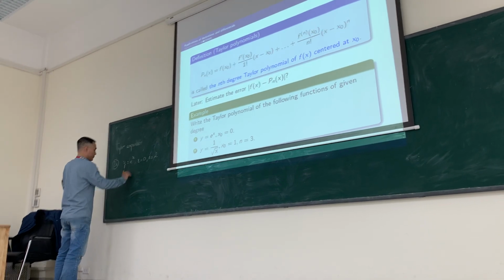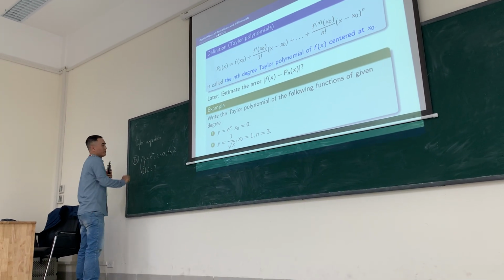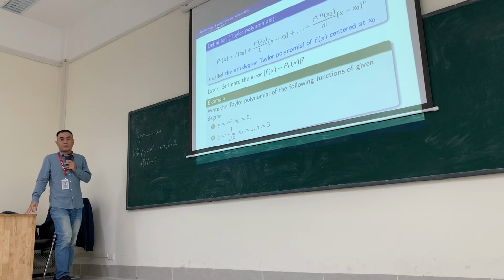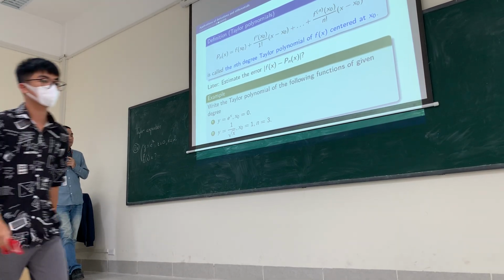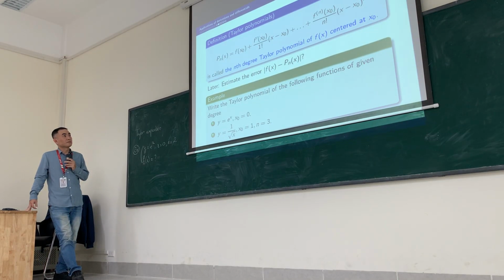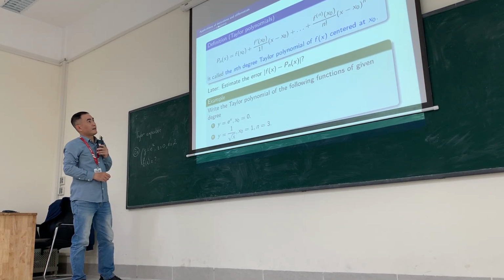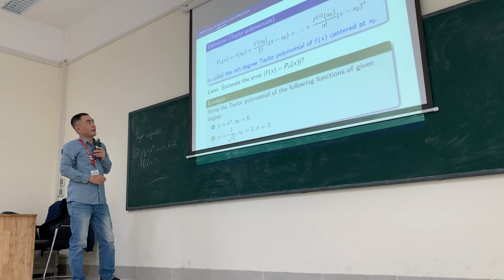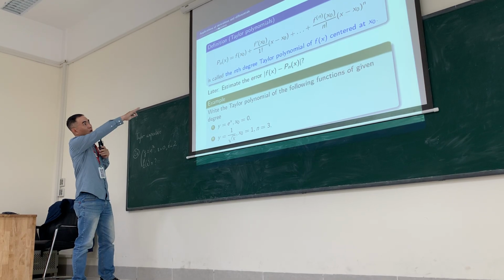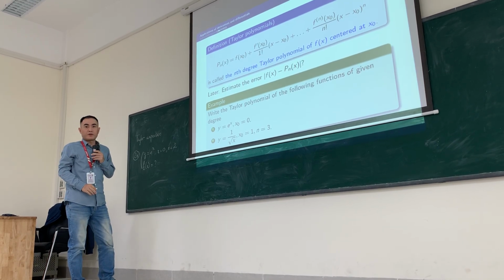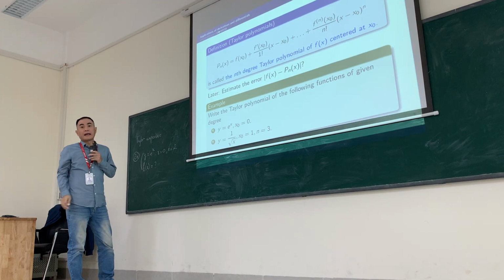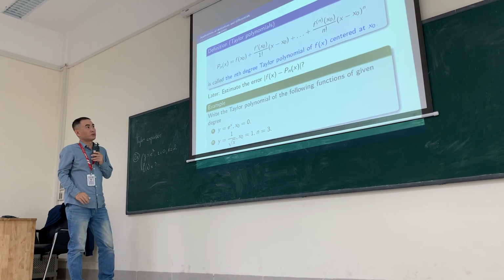P2x ordinary. P2x ordinary. You can see the formula here. If you want to find the Taylor polynomial of function f, we need to find all derivatives of function f from 0 to n.